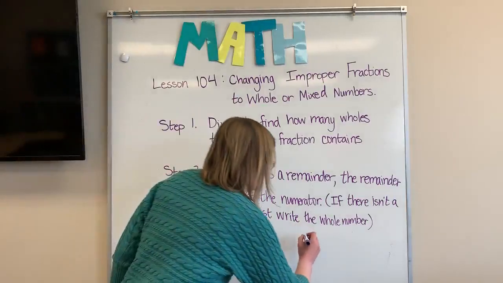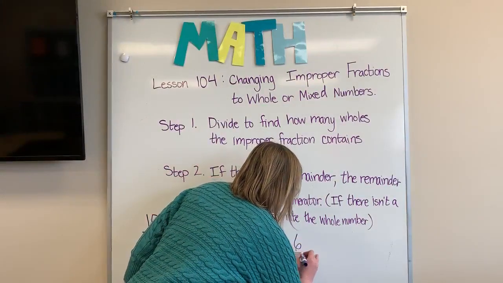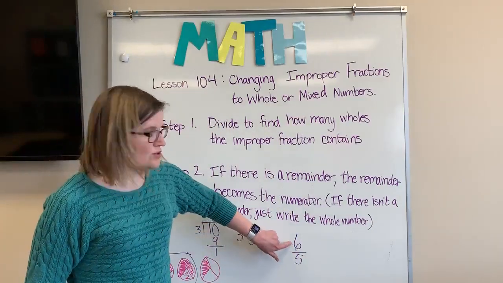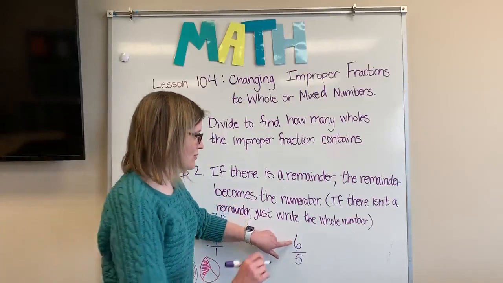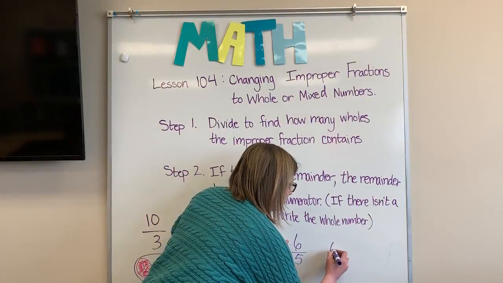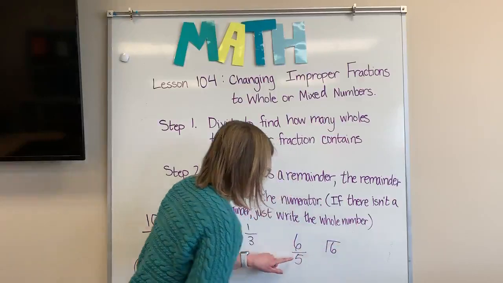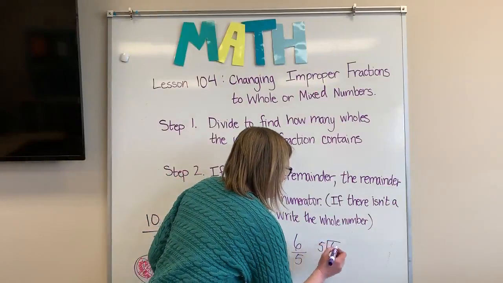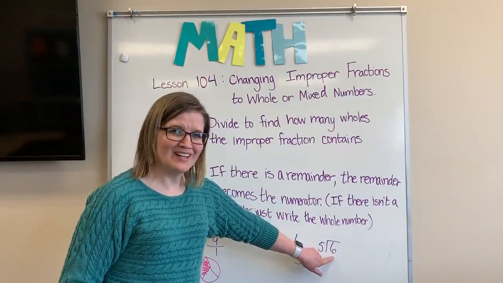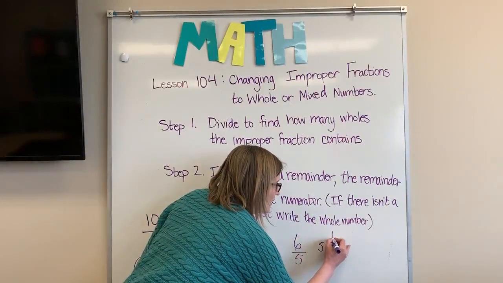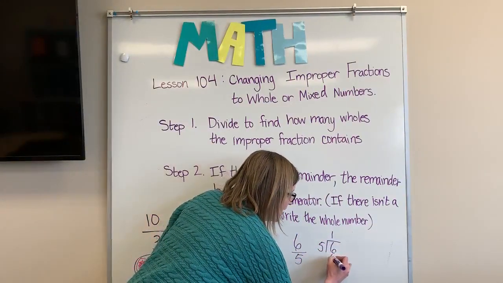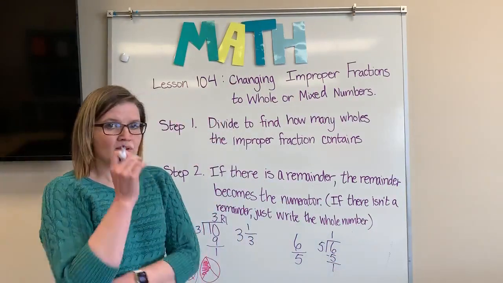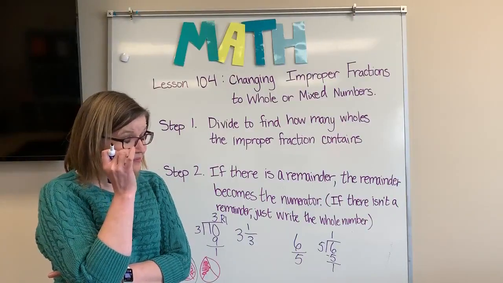We have 6/5. First step, how many wholes are coming from our numerator? We take our numerator, 6, and we divide it by our denominator, which is 5. 5 goes into 6 how many times? Easy peasy. 1. 1 times 5 is 5. We subtract, 6 minus 5 is 1. What do we do with that remainder? What do we do?